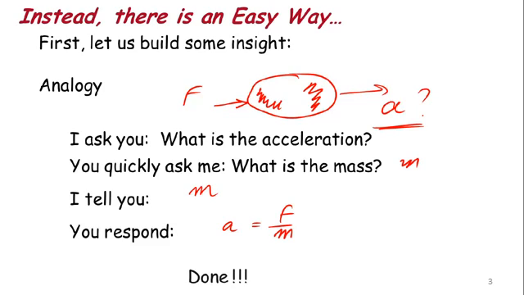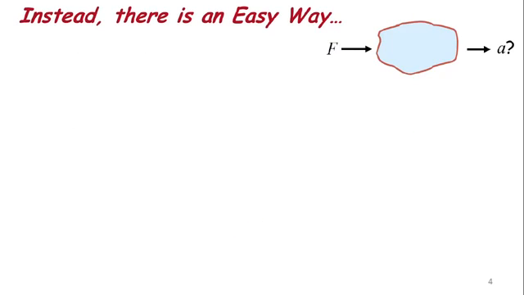So that was pretty simple. You ask me for m, I tell you what m is, you respond a equals F divided by m, and you are done. It wasn't hard at all. Now, why wasn't that hard?